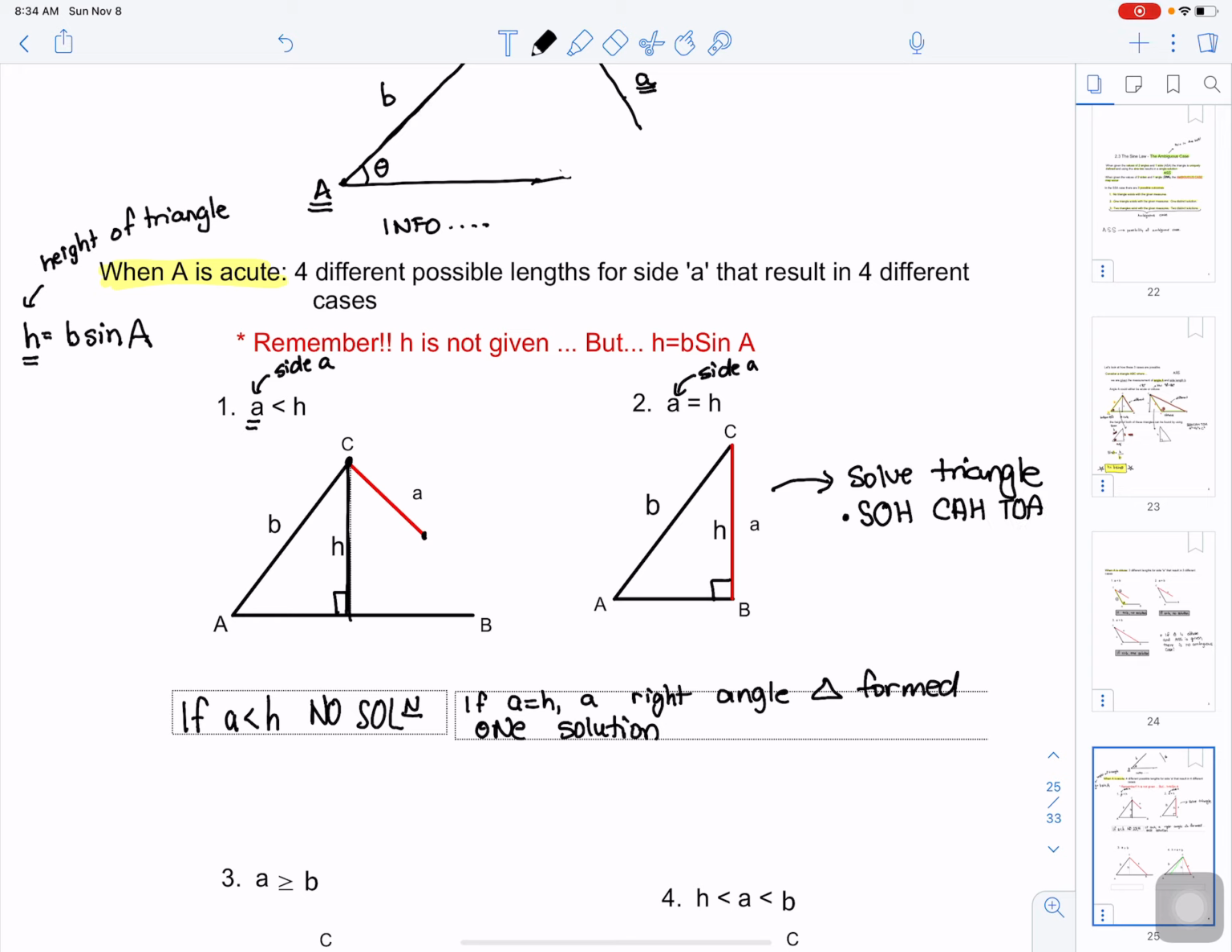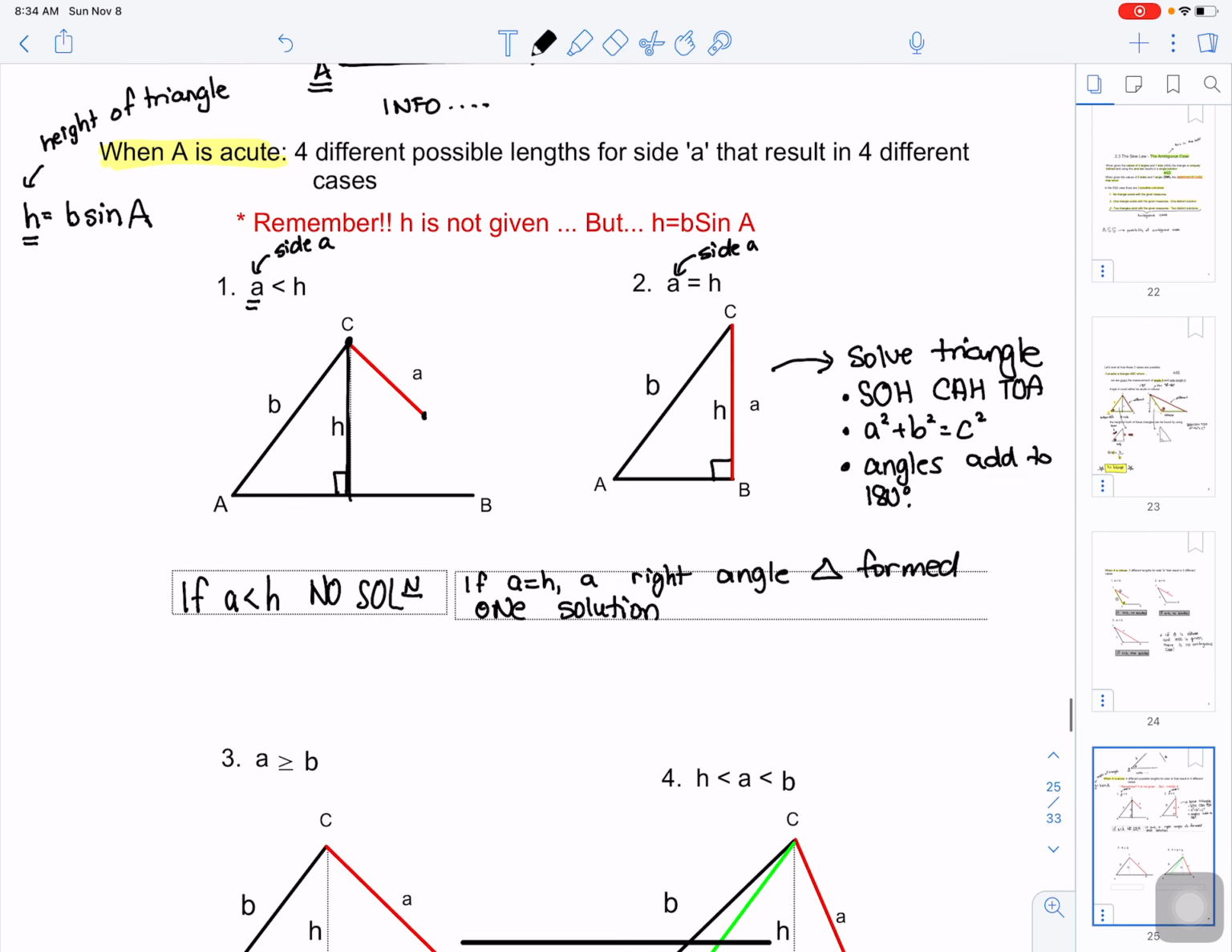Your sine is opposite over hypotenuse. Your cosine is adjacent over hypotenuse. Your tan is opposite over adjacent. And you're allowed to use a squared plus b squared equals c squared, where c is the hypotenuse. You're allowed to use that the angles in a triangle add up to 180. So you have lots of things you can use. That was that whole first half of trig that we covered. Okay, so that will be that scenario.